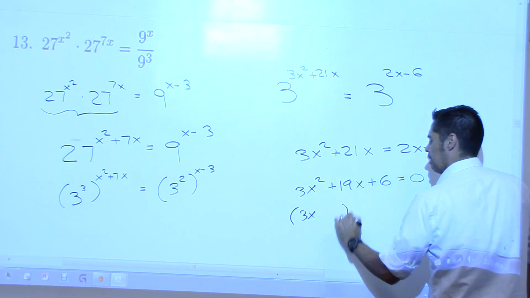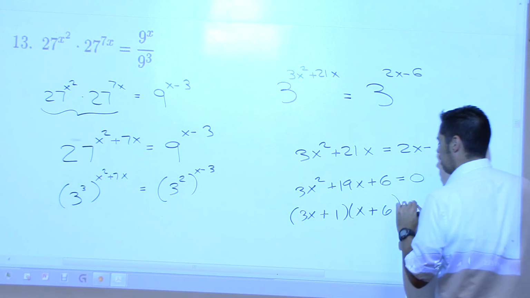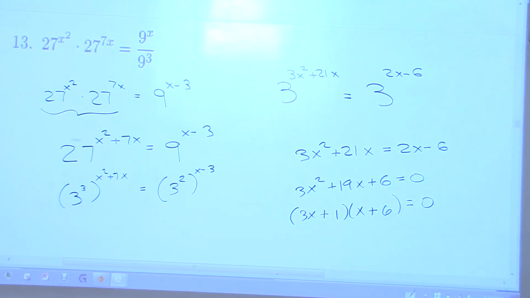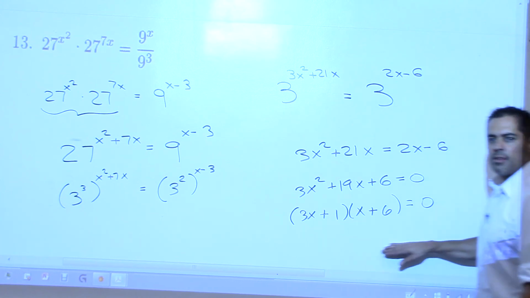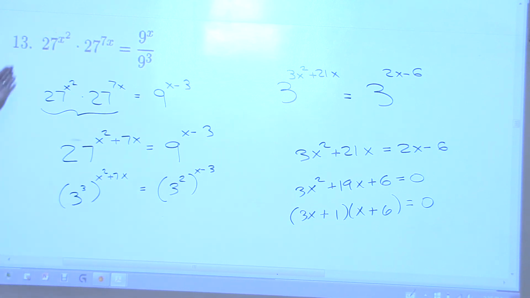3 times x times 6 plus 1 equals 0. That should work. So x is negative 6 and 1/3. Do you have to check your answers in something like this? Probably. What type of equation was this?